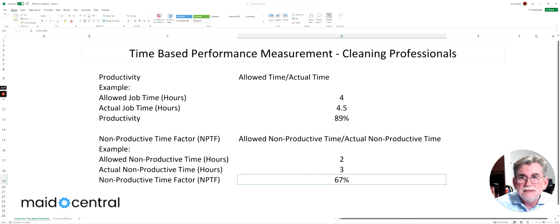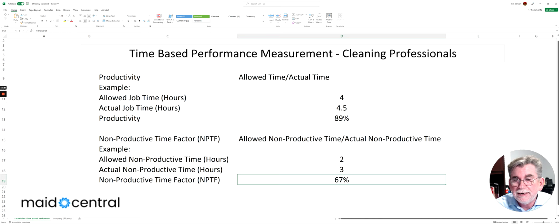So when you take the productivity number that we've had for a long time in the employee stats report, and add to it the non-productive time factor, those two numbers together give you a comprehensive look at how well your cleaning professionals are using their time, and that's your biggest cost inside of your business, and that's your biggest opportunity to generate more revenue off of the scarce direct labor you have. So I'm excited that we're introducing this. Take a look, and we'll be having more discussions with it as we move forward.